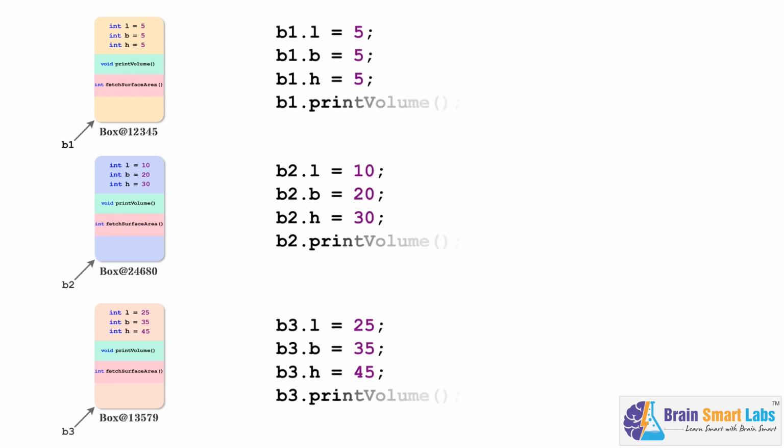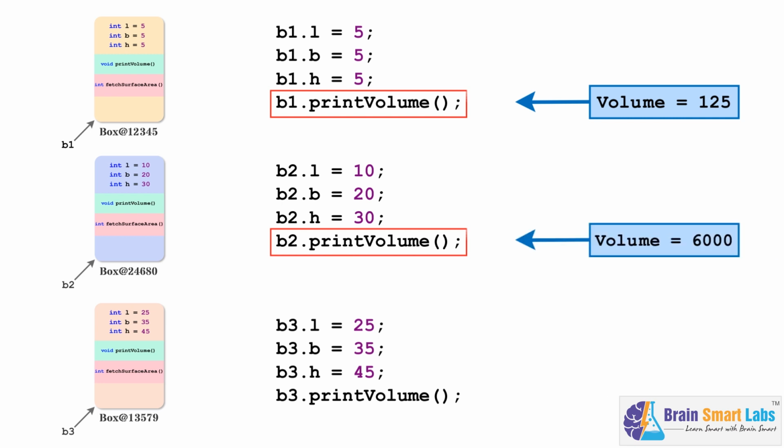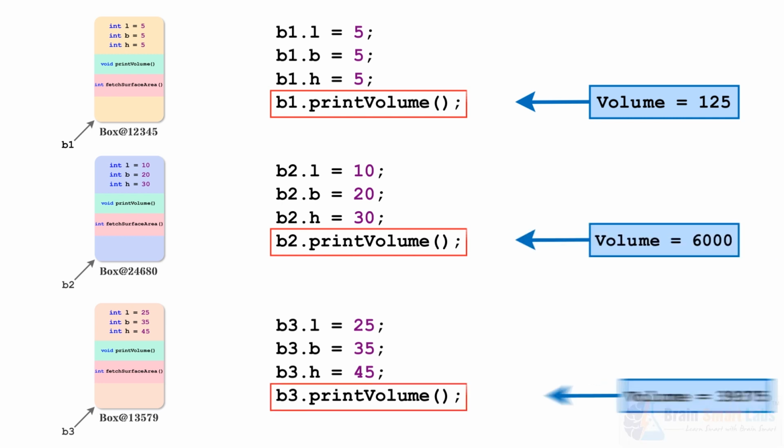Once all the changes are made for each box object, it is now your turn to verify whether the values changed or not. Now how will you do that? It is very simple. Print the volume of each box object to verify whether the changes are made or not. That is, b1.printVolume will print the volume of box B1, b2.printVolume will print the volume of the box B2, b3.printVolume will print the volume of the box B3.